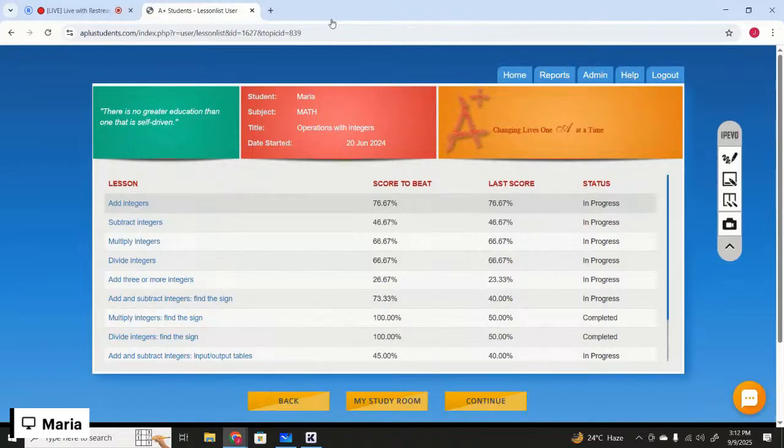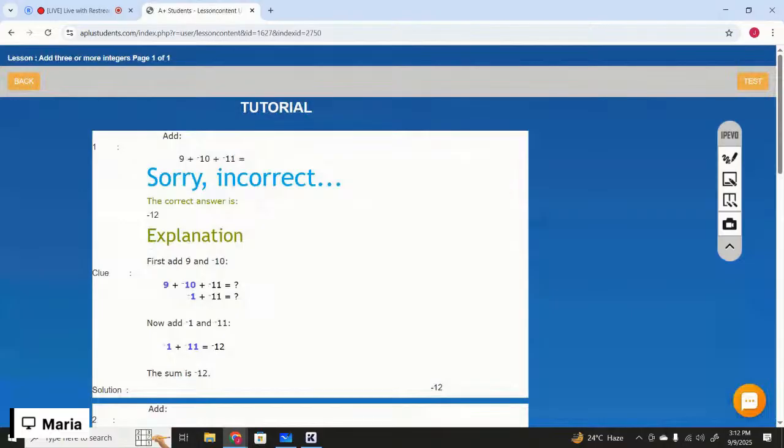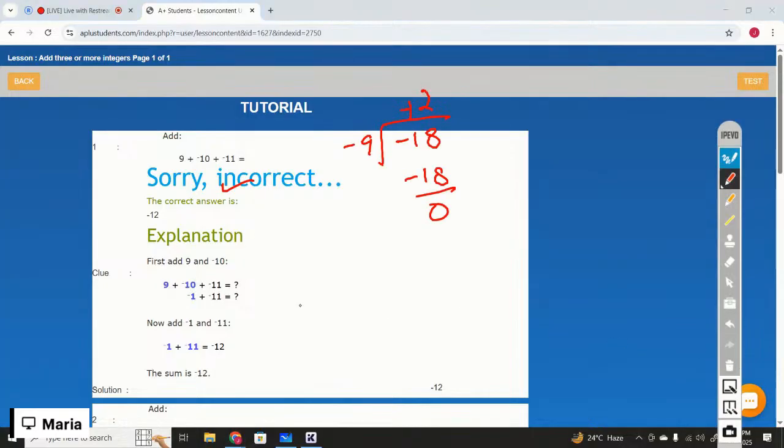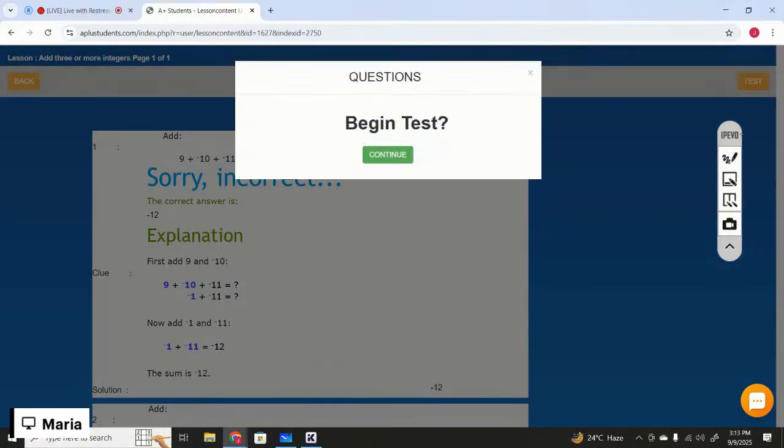The next one is add 3 or more integers. Nine plus -10 plus -11. 9 plus -10, 10 is a negative number, so that would be -1. -1 plus -11, so it would be -12. Let's just start with the test questions.